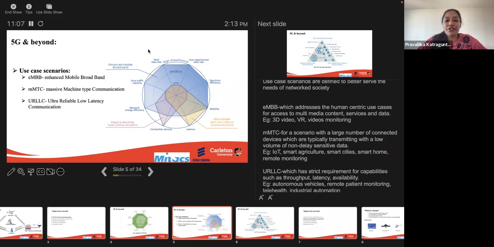So if you see the figure, based on the use case scenario, we can see the key capabilities which I have explained previously, and the importance of those key capabilities. For example, for enhanced mobile broadband, the main key capabilities are peak data rate and area traffic capacity. In this way, for each use case scenario, the use cases come under these use case scenarios.